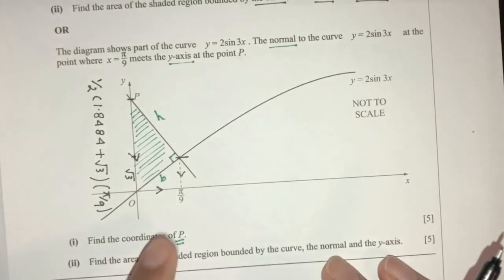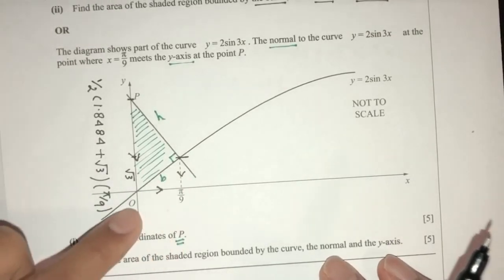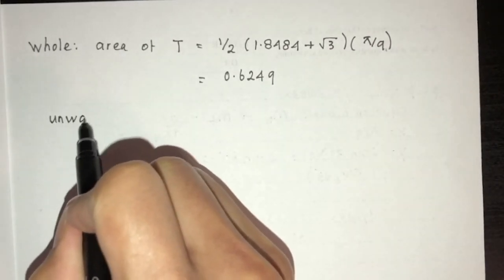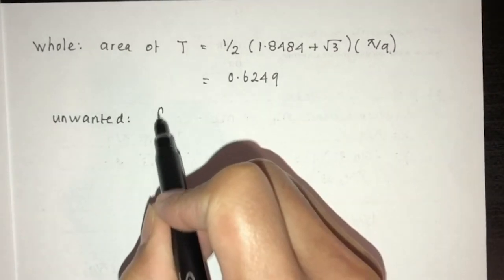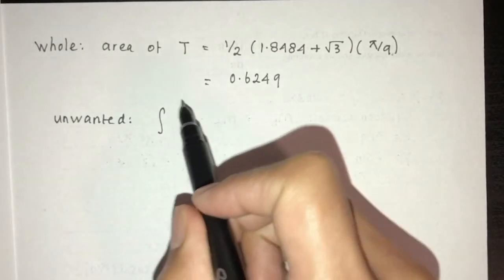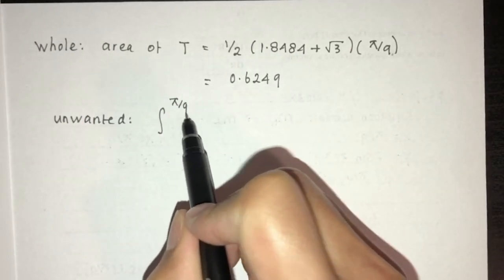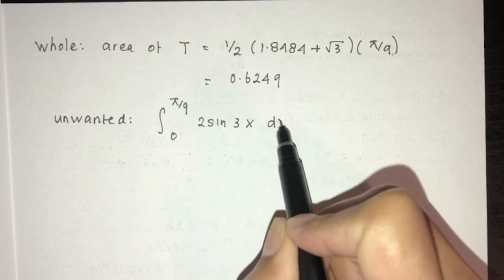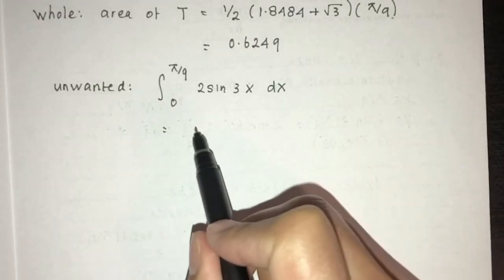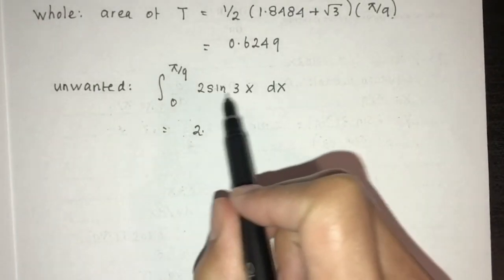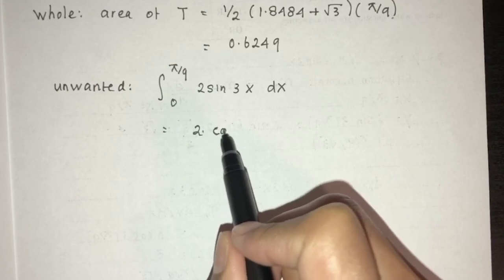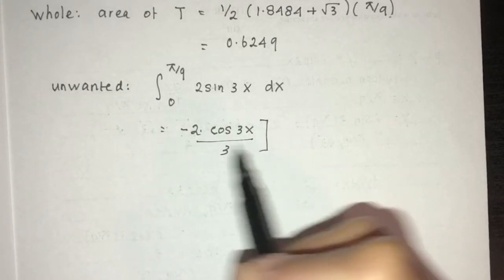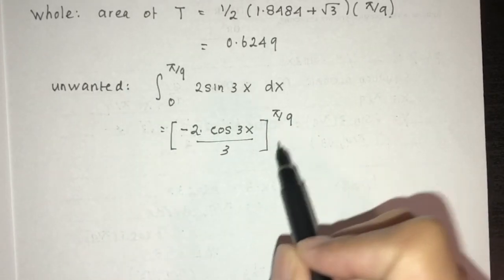Now the next step is to find the area under this curve between those two. So the unwanted area, which is the area under the curve, we have to do integration from 0 to pi by 9 of 2 sine 3x with respect to x. The 2 is only a multiple, we can leave it outside. Sine becomes minus cos 3x divided by 3. Should be minus cos, okay? So between pi by 9 and 0.